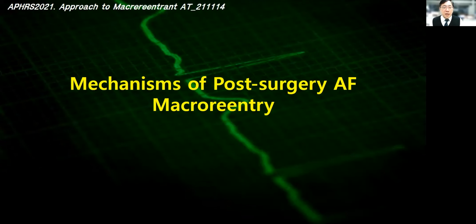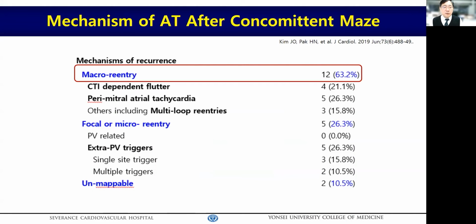Okay, let's look at the mechanism of post-surgical atrial fibrillation. The most common recurrence mechanism was macro reentry, and the proportion of CTI-dependent, perimitral and multi-ripple reentries were similar.